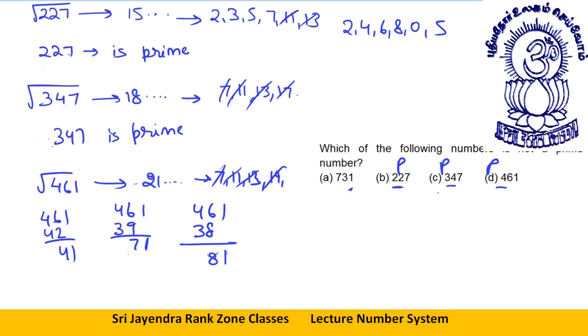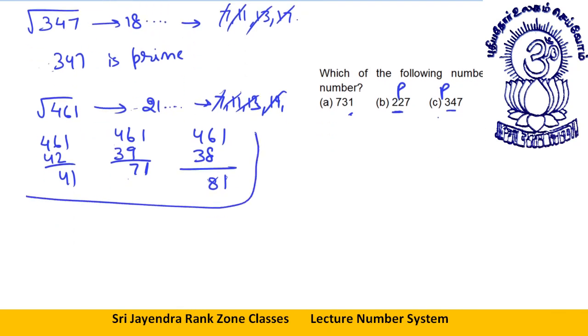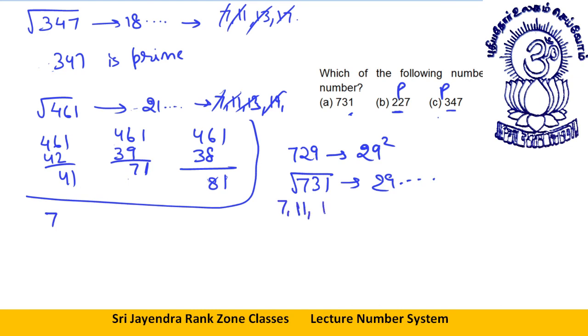If you still want to do it in detail, I will be happy to help. Look, 729 is what? 29 square. So the square root of 731 will be 29 point something. When this is 29 point something, what I'll do is check by 7, 11, 13, 17, 19, 23, 29, all these numbers.